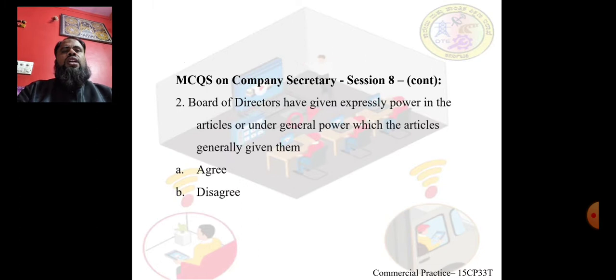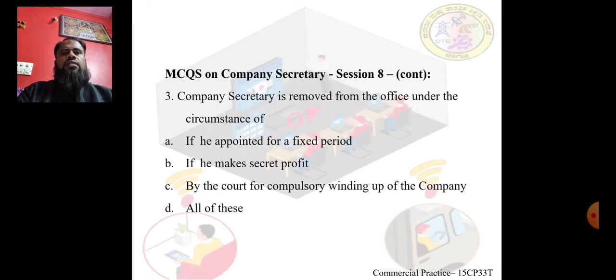The next question. Board of directors have power expressly given in the articles or under general power which the articles generally give them. Option A, agree. Option B, disagree. What is the answer for this? Yes, it is agree.